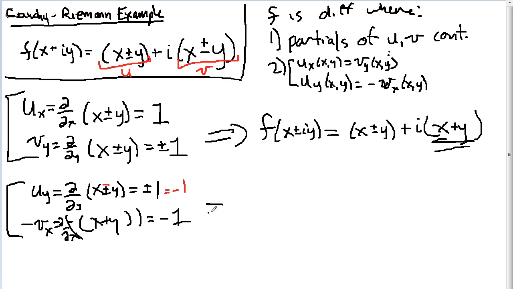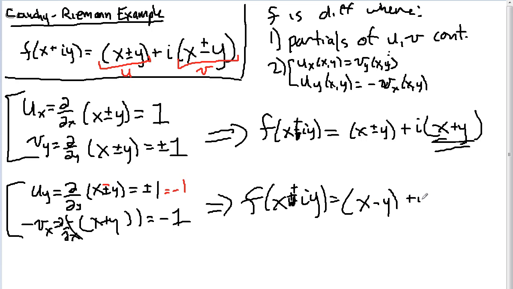Which means that this all implies that I need f of x plus iy. That shouldn't be plus or minus, that should just be plus. Equals, well, I need a minus for the u part, and I need a plus for the v part. So this has to be x minus y plus i times x plus y.